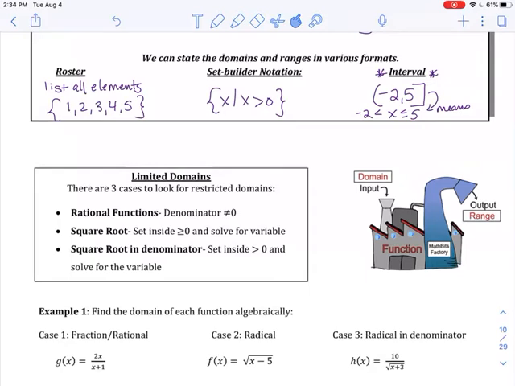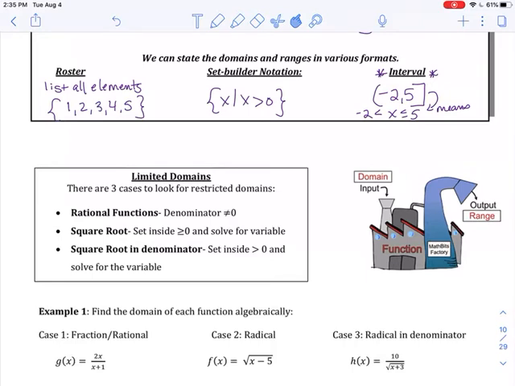Rational functions: the denominator cannot equal 0. So if you have a fraction, the denominator cannot equal 0. That's the first one. The second time we might be restricted is with a square root. The number inside has to be greater than or equal to 0 because I can't have a negative under a square root. And a square root in the denominator: so I have 2 restrictions. It has to be greater than or equal to 0 for a square root, but it can't be equal to 0 if the square root's in the denominator. So in the denominator, I set what's under the square root greater than 0, and you solve for the variable, and that will give you your restrictions.